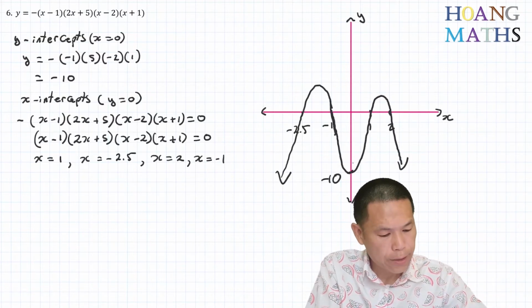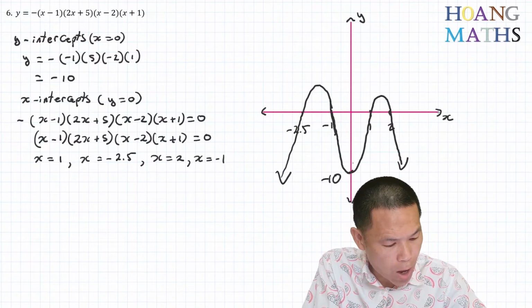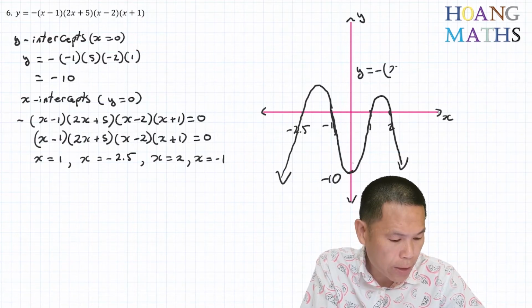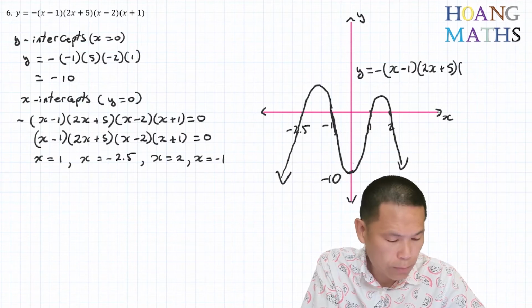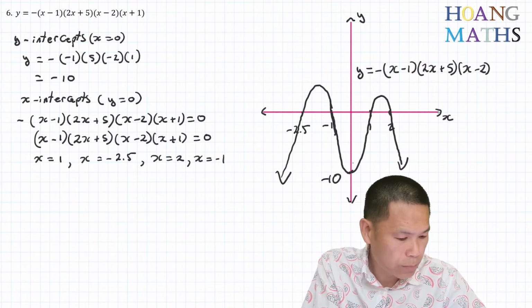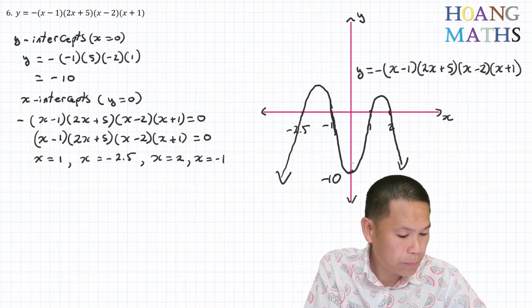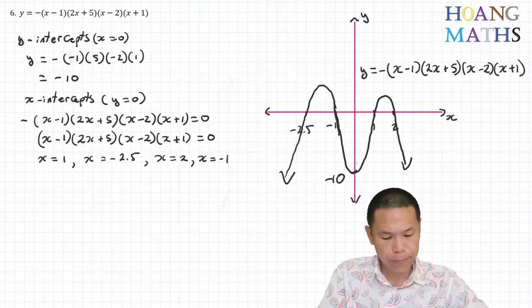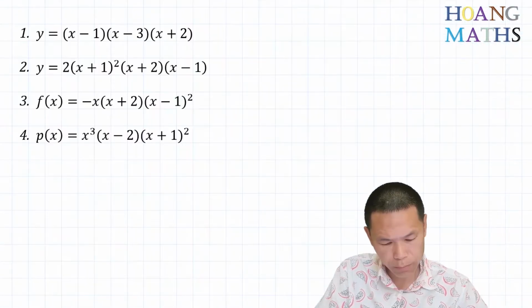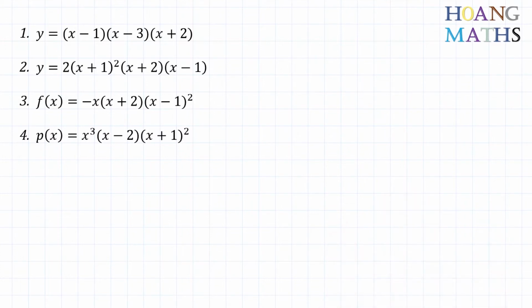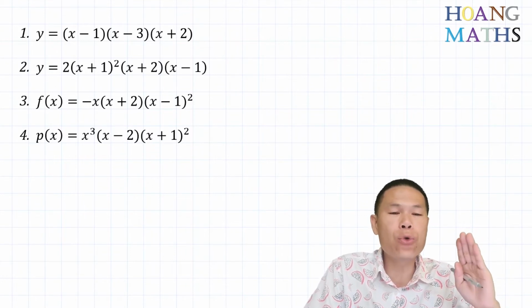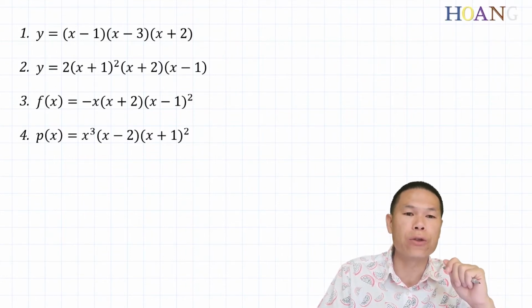So there you go. So let me write this down, okay? So this is y is equal to negative x minus 1, 2x plus 5, x minus 2, x plus 1. So this is it. Now, please pause the video and try this one yourself. Right, let me go through this question with you to see whether you got it correct or not, all right?